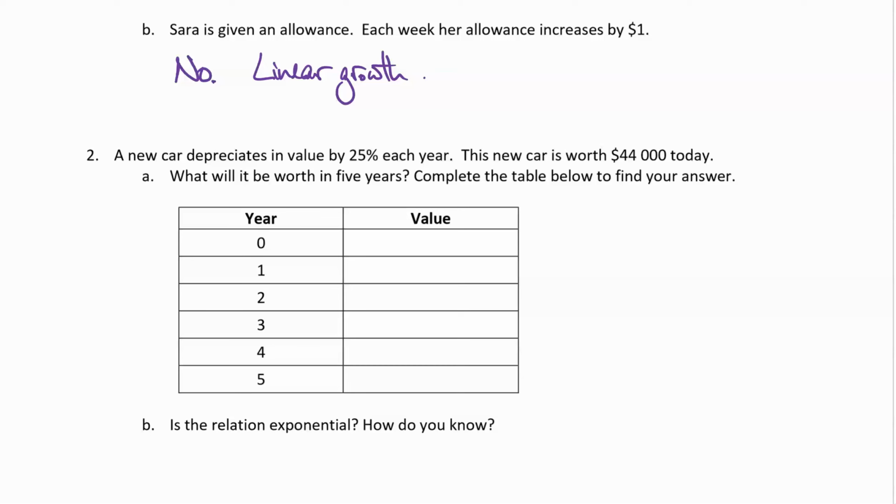But I do want you guys to see what's going to happen to a new car. You get a brand new car and it depreciates by 25% each year. The car starts off worth $44,000 today. A $44,000 car is a low-end Beamer, or maybe like a high-end Hyundai. $44,000 will get you a new car. What would it be worth in 5 years? So let's try to fill this out.